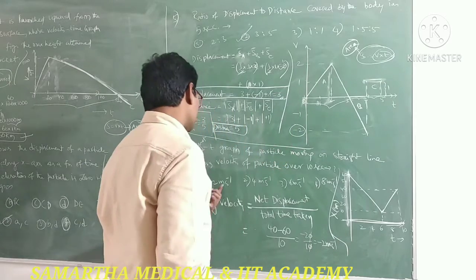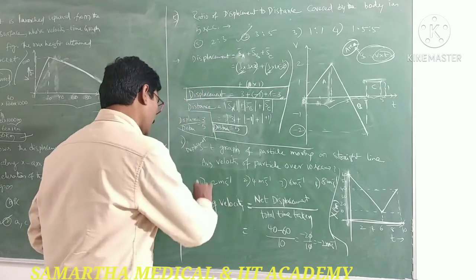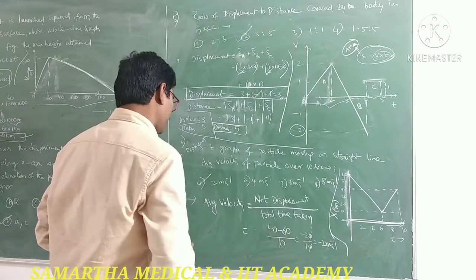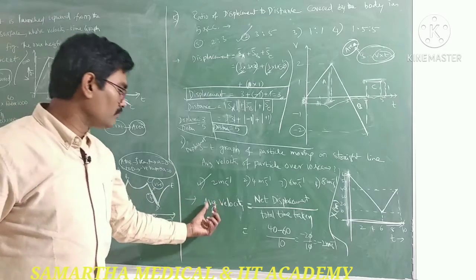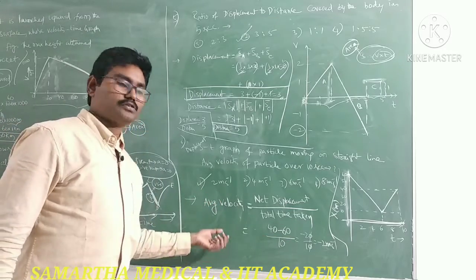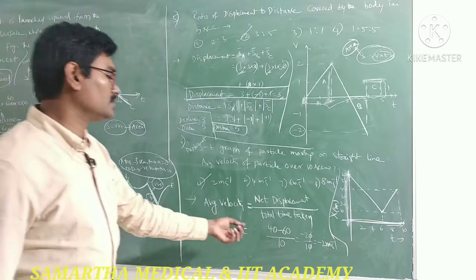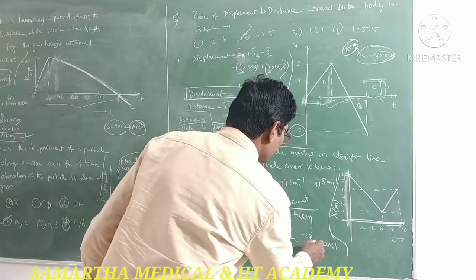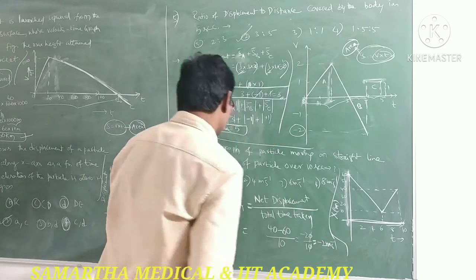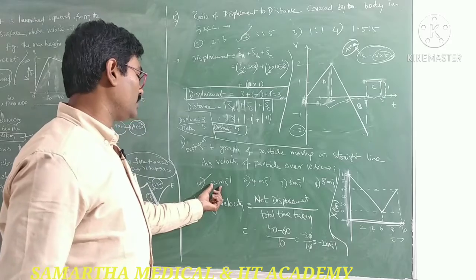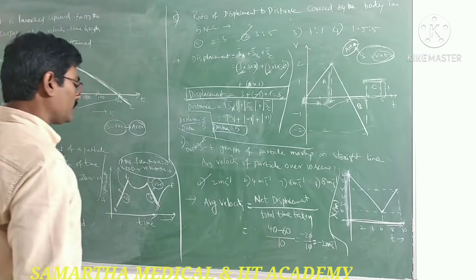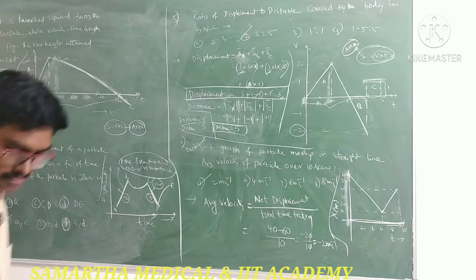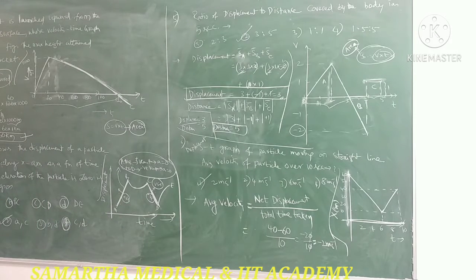Out of the given options, the magnitude is there. So, the answer is 2 meters per second. The magnitude of the average velocity you are getting here is 2 meters per second. With direction, the correct value is -2 meters per second. But out of the given options, -2 is not there. So, the numerical value, the magnitude, 2 meters per second, is the answer. Okay, so this is about this one. Next problem, we'll see.